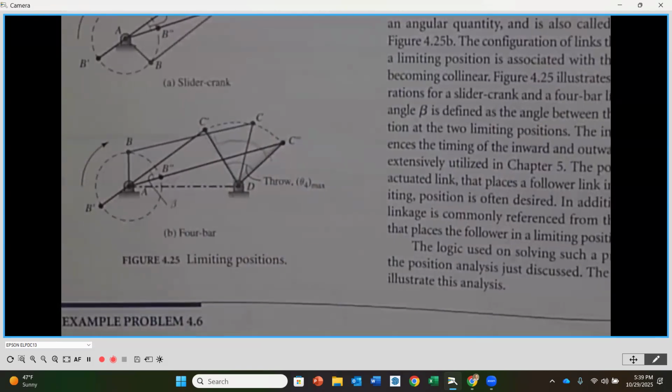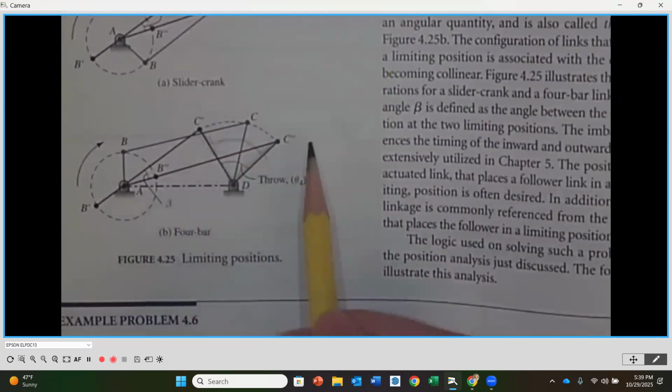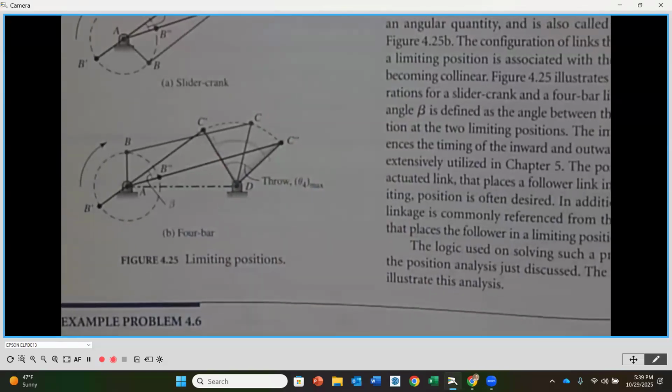The first one is within the confines of the total cycle. And then the second one is going to be that closest position, C double prime. This one's C prime and this one's C double prime. The difference between those two on the outside are the extreme positions.